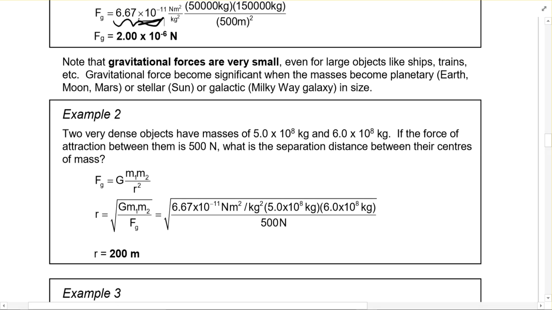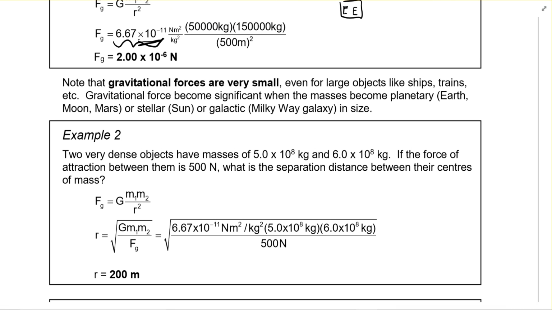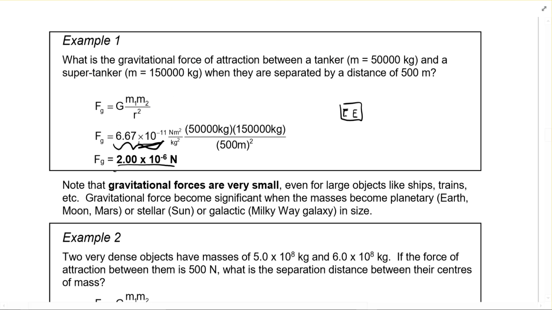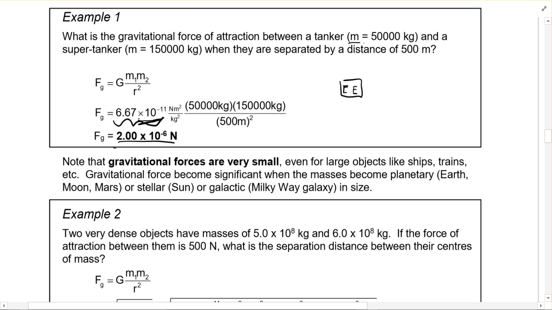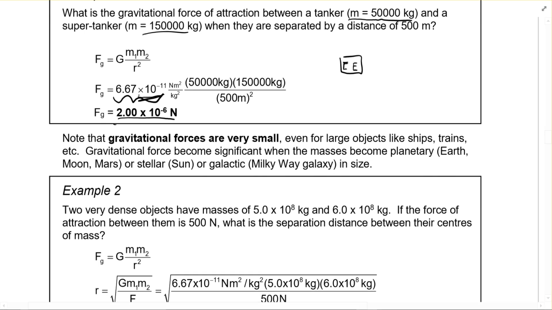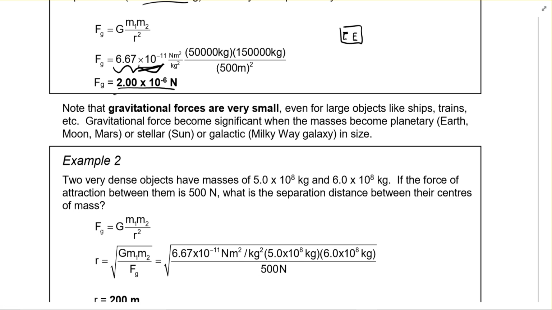So the force of gravity between different planets that we're going to be talking about, like planets or galaxies or anything like that, they're very small. 2 times 10 to the negative 6 was the one for that question up there, right? And especially if we're talking about things that are just the size of a tanker or a super tanker, right? Like these things that we think about as being really big. The force of gravity between them is very small. You have to be talking about things with huge mass to get a significant amount of gravitational force between them.